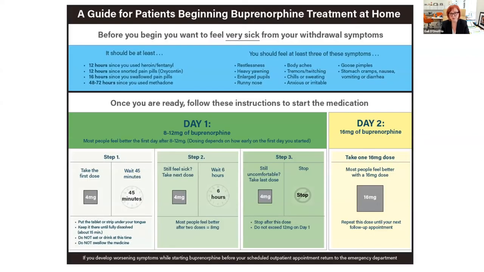These are our home induction, or really I should change it so it just says unobserved induction now because there's so many people with unstable housing. But what we do is we just tell them at home to start taking it when they feel really bad. When they feel really bad, I tell them to wait another hour. Be careful that they're in pretty moderate withdrawal. And then they can start taking a dose. We do it kind of slowly since we're not with them. 4 milligrams, they can take some more if they need to. And if they're still uncomfortable, they can take some more.